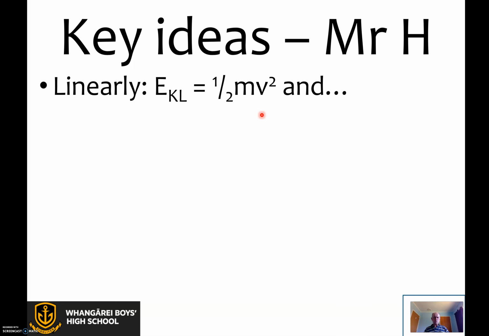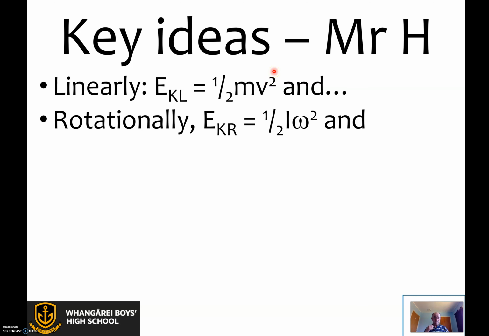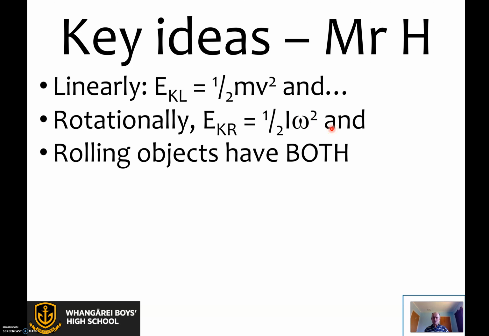From my point of view, if we do the straight correlation, the linear kinetic energy is half times the linear inertia, mass, times the linear velocity squared. And so therefore rotationally, the rotational kinetic energy is the correlation: m goes to I and v goes to omega. And rolling objects have both, and they are linked because omega is v upon r, or v equals r omega.